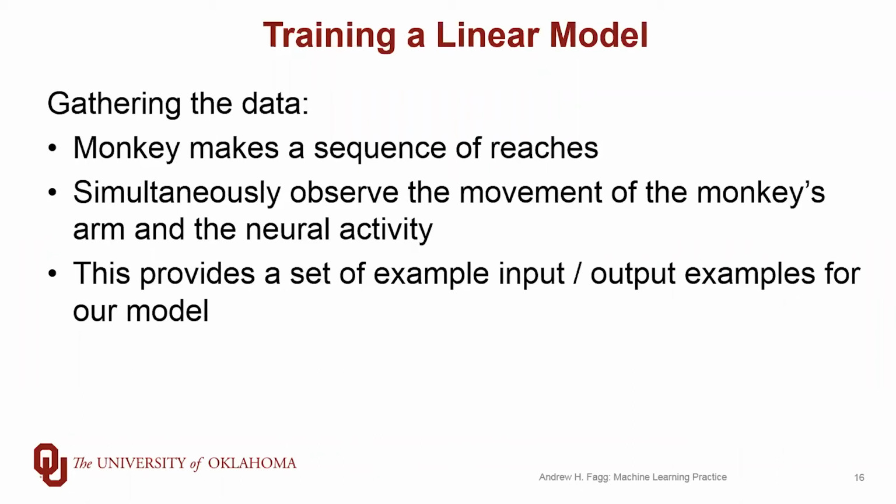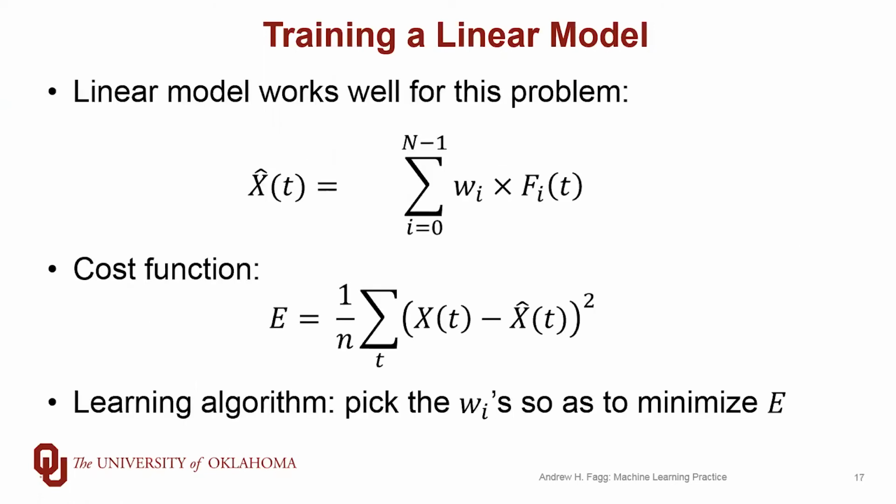First off, there's a process of gathering data. And what we do is we present the monkey with a set of targets. She moves her hand to hit the target, and then a new target appears. And while the monkey is doing this, we can observe two things. We can observe the movement itself, and we can observe the corresponding neural activity. And this gives us a set of example inputs, neural activity, and motion prediction outputs. So neural activity and what the actual motion is. We can use this information to train up our W's.